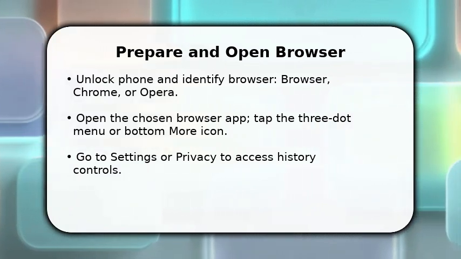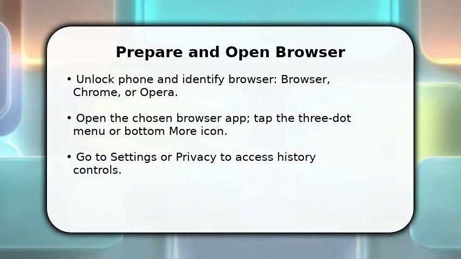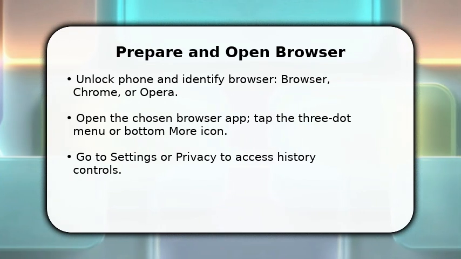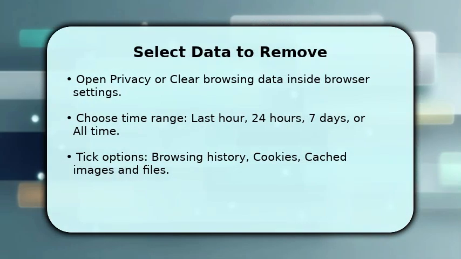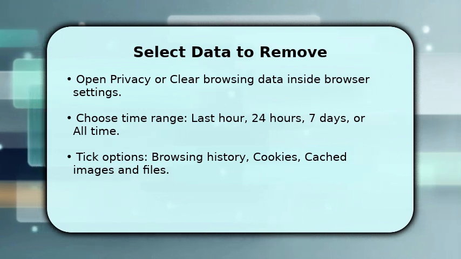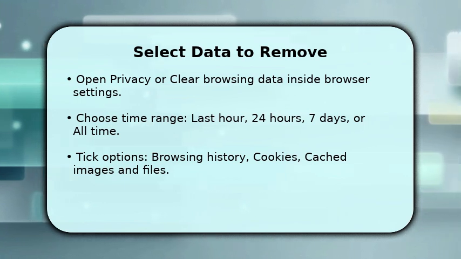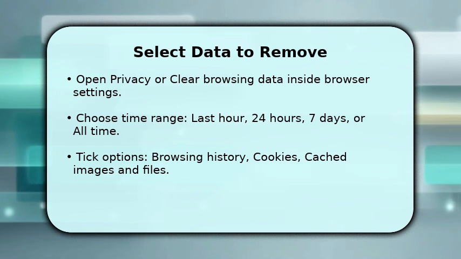Now move into Privacy or History to start selecting what to remove. Inside Privacy or Clear Browsing Data, you'll see checkboxes and a time range selector. First pick a range, all time to delete everything, or a shorter period if you want limited removal. Next, tick the items to delete, browsing history for URLs, cookies for site logins, and cached images to free space. Make sure you don't unintentionally remove saved passwords unless you want to.